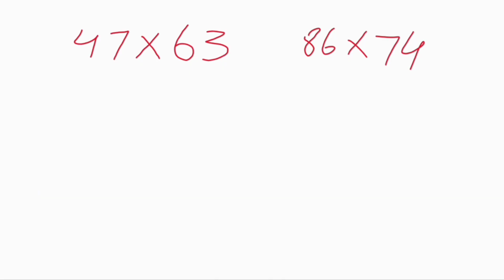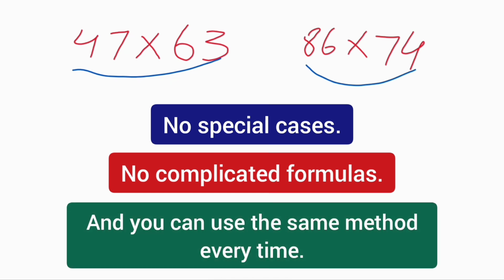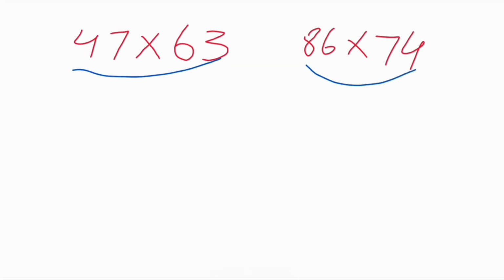Have you ever seen a multiplication like 47 multiply 63 and 86 multiply 74, and immediately thought about long multiplication? Let me tell you that there is a simple cross multiplication trick that works for any two-digit number with any two-digit number. No special cases, no complicated formula, and you can use the same method every time. Today I will teach you this method step by step. So let's begin. First example, 47 multiply 63.